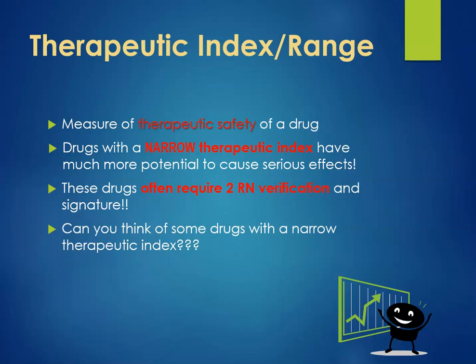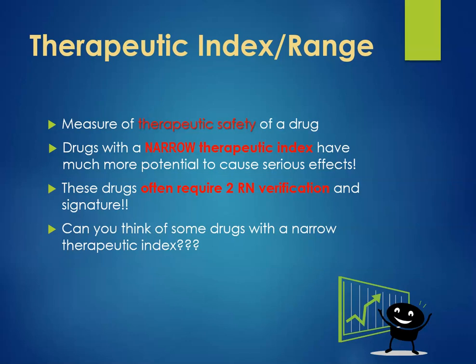So we already talked about therapeutic index and range, and we'll talk about this more when we work together in class in our case studies. But again, therapeutic index or range is the measure of therapeutic safety of a drug. And drugs that have a narrow therapeutic index have much more potential to cause serious effects. A great example of this is chemotherapy or insulin. Not enough, the patient doesn't get the benefit. Too much, toxic effects, patient could die, okay?